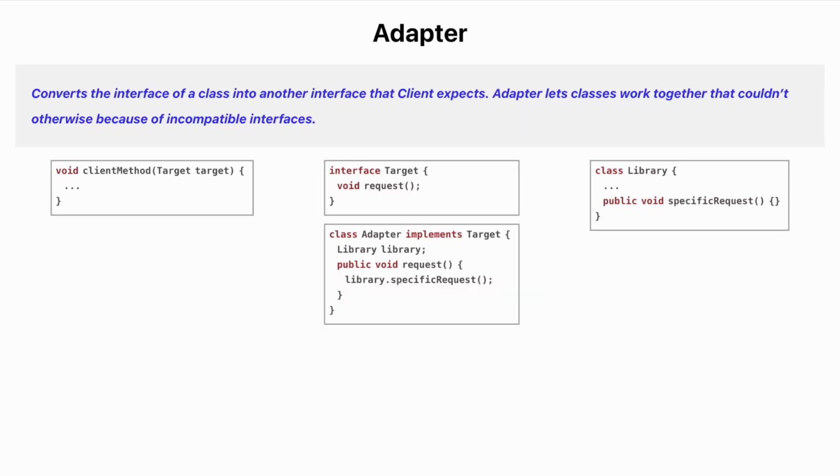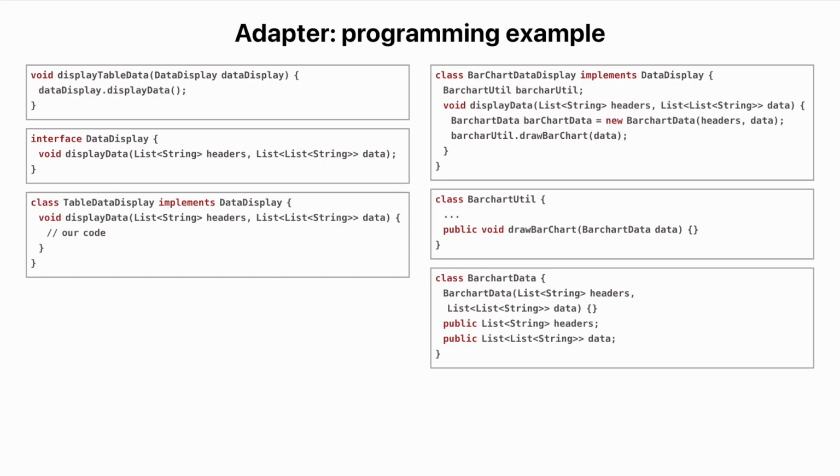Adapter converts the interface of a class into another interface that the client expects. Adapter lets classes work together that couldn't otherwise because of incompatible interfaces. Here, the client wants to use the library method, but when the client accepts a different interface, we can create an interface that the client accepts and create an adapter class implementing the target interface so the client can use the library method through the adapter. For example, in an application, we want to display tabular data as a table or bar chart.